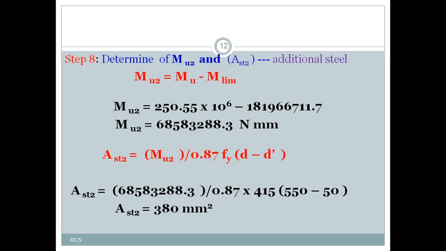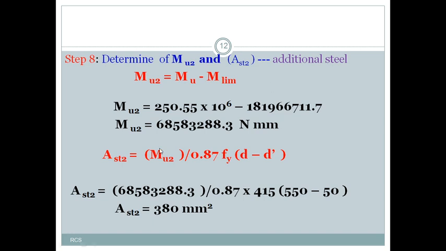We know that Mu equal to Mu limit plus Mu2. From that, Mu2 equal to Mu minus Mu limit. For Mu2, you know the Mu value, that is Mu equal to 250.55 into 10 power 6, minus Mu limit equal to 181966711.7. After deducting Mu limit from Mu, we will get Mu2, that is 685832 Newton into mm. So this is how we calculate the moment resisting capacity with respect to section 2, right?